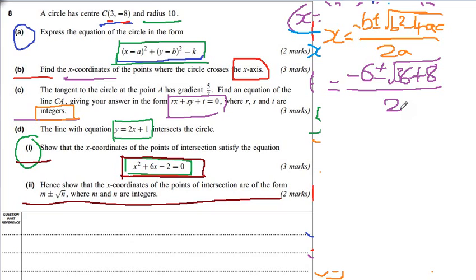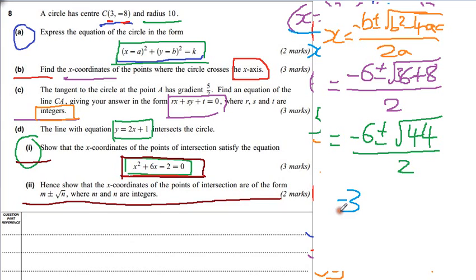Now, a little bit tricky here. You have to know your way around surds for this part. Let's write that out a little bit more neatly. We get minus 6 plus or minus square root of 44 over 2. Now the minus 6 and the 2, you can just divide that minus 6 by 2. So that's not a problem. You get minus 3, obviously.